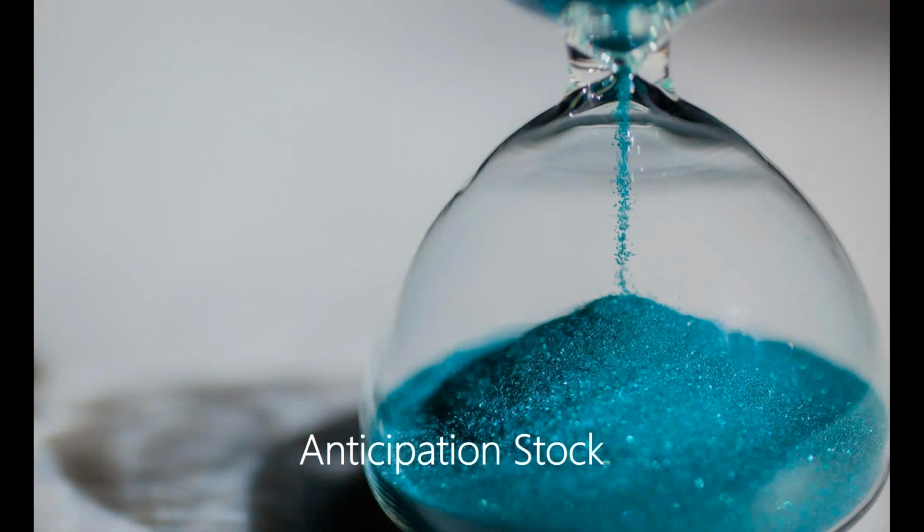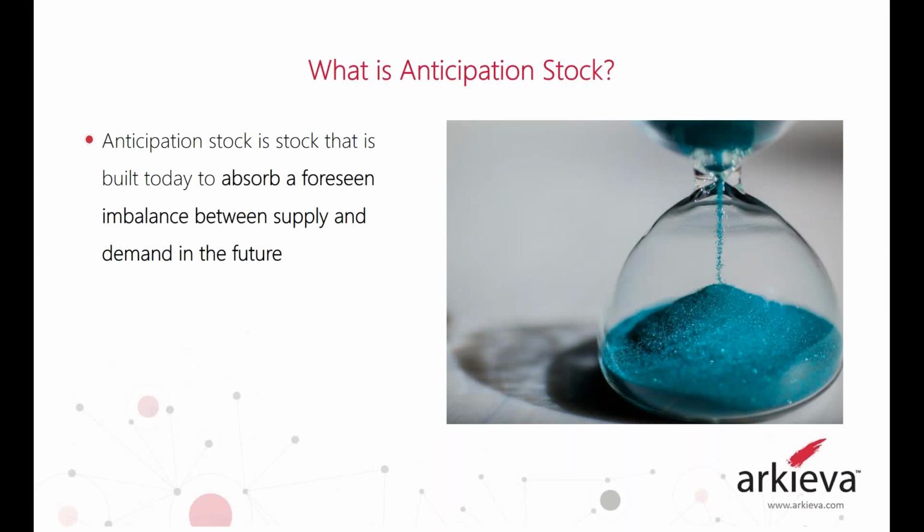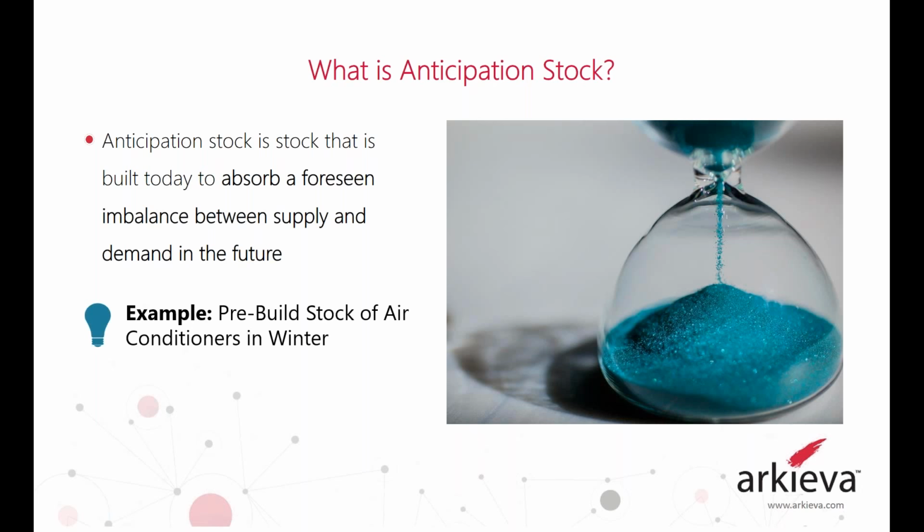Next, let's briefly look at anticipation stock. As the name suggests, it is the stock that is being built in anticipation of a future imbalance between supply and demand. So, if you are, for example, in the business of selling air conditioners, well, summer is when you really sell the air conditioning units, but you might have to build the stock in wintertime because you know that the demand in the summer months is going to be more than the supply that you can create. So you build this stock in anticipation of those months, of those extra or heavy demand months.